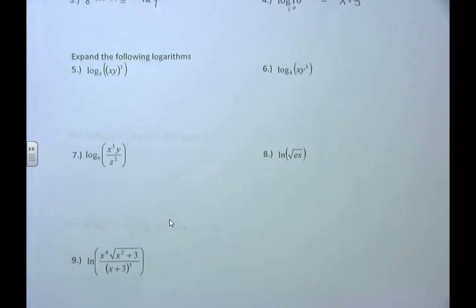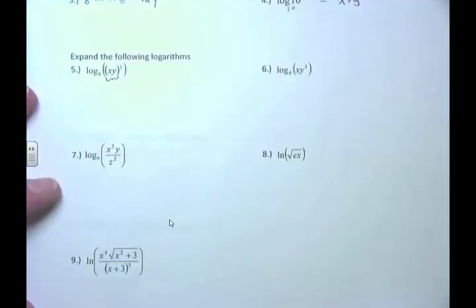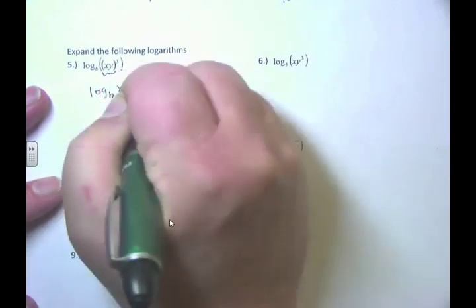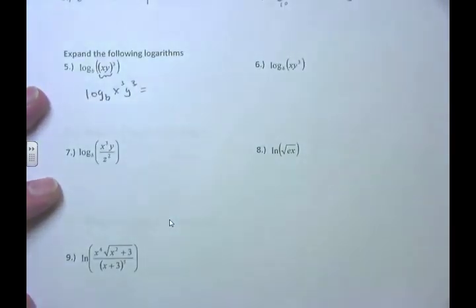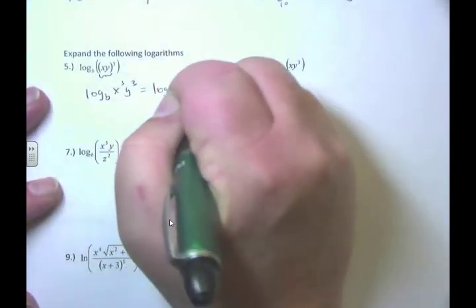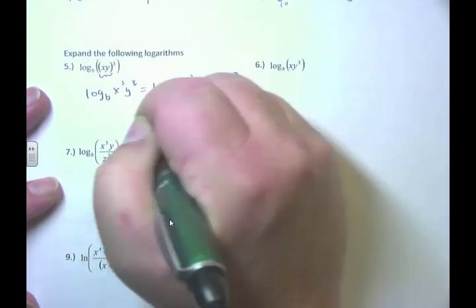Look at the directions. That tells you what to do. Expand the following logarithms. All right. Well, if I'm working this problem, I'm going to work order of operation. I'm going to clean up inside the parentheses. What exactly is x times y quantity cubed? That'll be x cubed times y cubed. So that's the log base b of x cubed times y cubed. But what does multiplication turn into? Addition. This is the log base b of x cubed plus the log base b of y cubed.